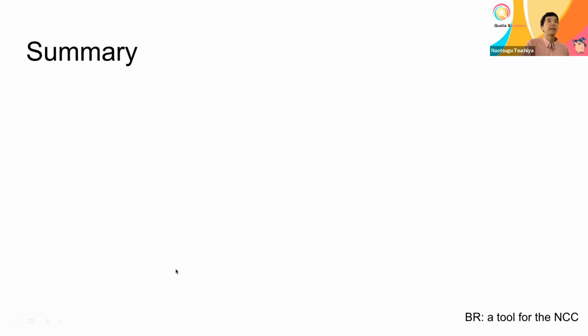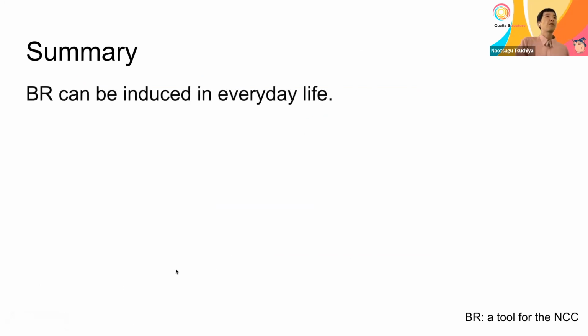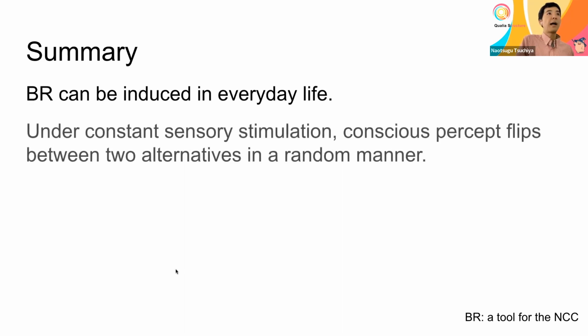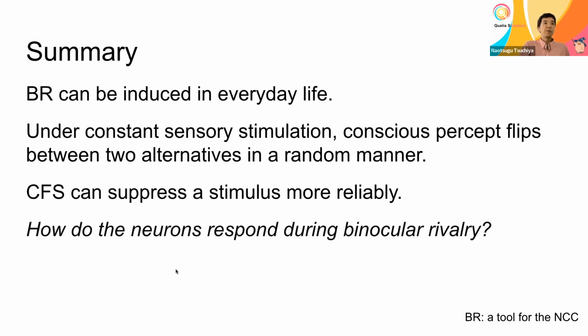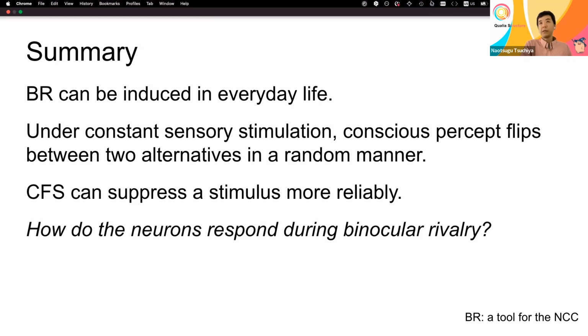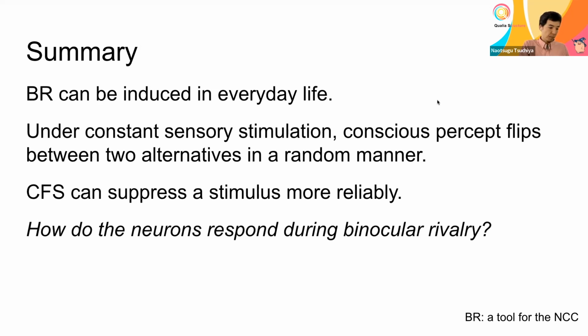So far, the summary of the tool is that binocular rivalry can be induced in everyday life, and under constant sensory stimulation, the conscious percept flips between two alternatives in a random manner. Also, CFS can suppress one stimulus more reliably and for a longer time. But how do neurons respond during binocular rivalry? That's the next question.